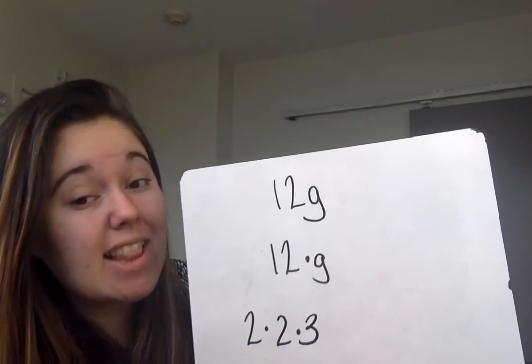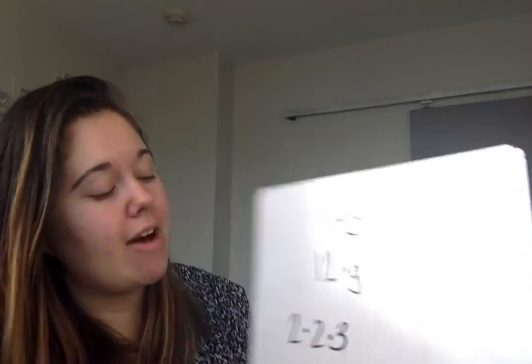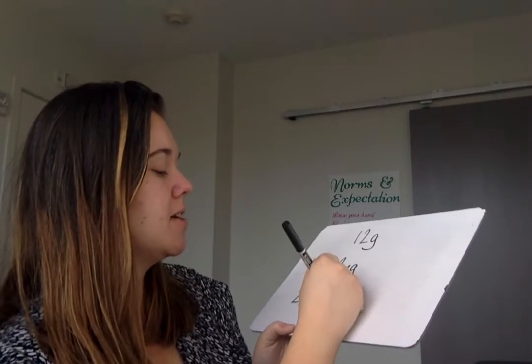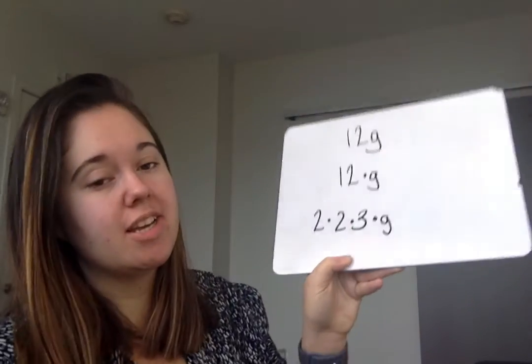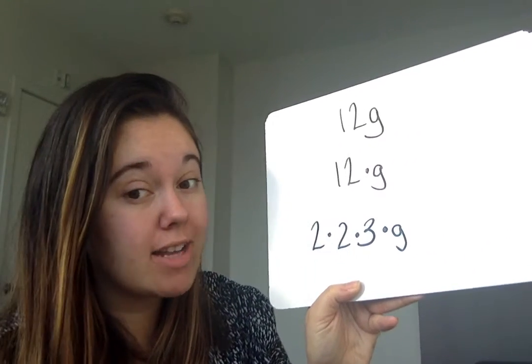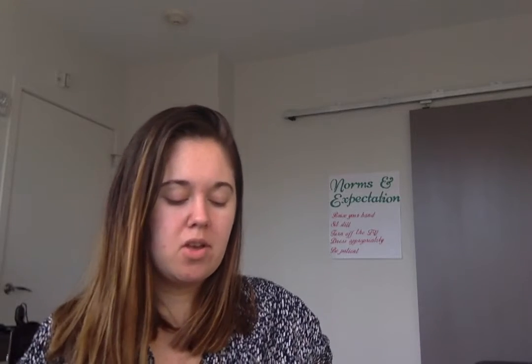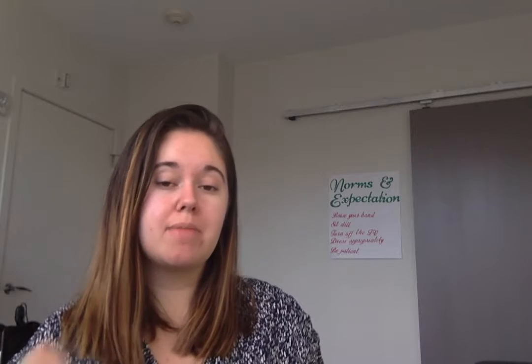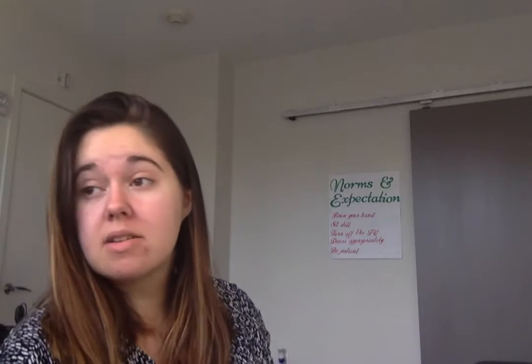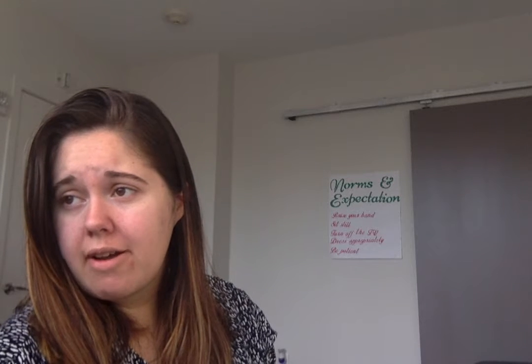But this is a longer, more broken out version. So 2 times 2 times 3 times g. That's the longest way we can write this without adding in ones or anything like that. So 12 can't be broken down into anything further than 2 times 2 times 3 unless we include ones.